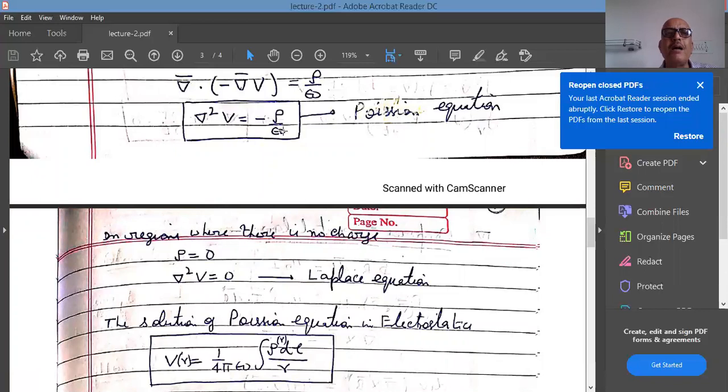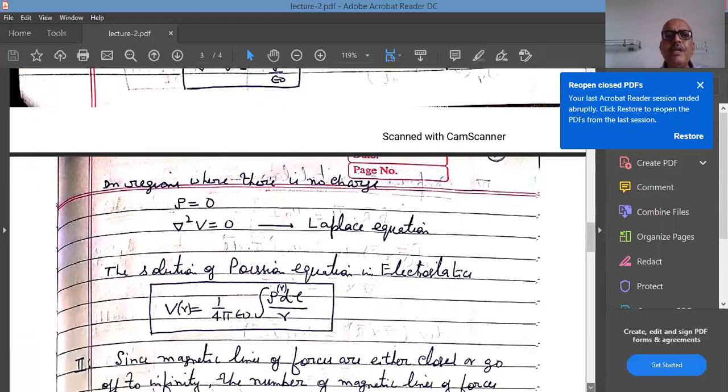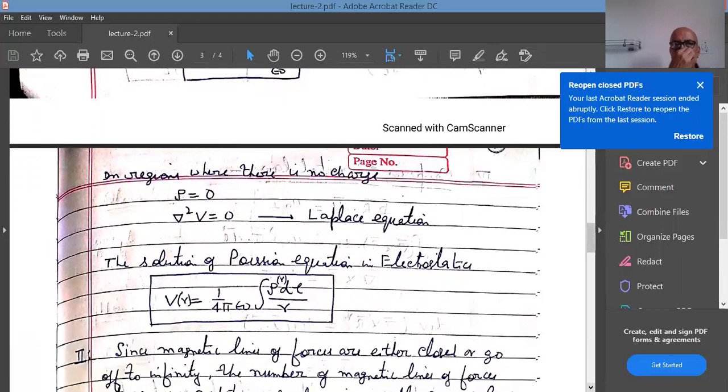So without going into the details, the situation for which this equation del square V is equal to minus rho upon epsilon 0 comes out, that we assumed that our Gaussian surface has a volume distribution of charge. So if we consider the same figure, and suppose without going into the details of Gauss theorem, Poisson equation and the Laplace equation, we want to find out the potential at a point P outside a distribution of charge given by the volume charge density rho.